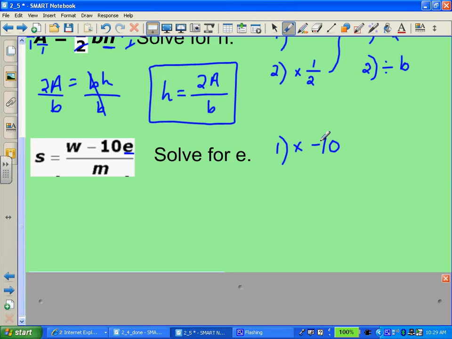And again, like we've been talking about for the last couple of days, the reason I put a negative 10 is because the sign in front always goes with the number after it. So that negative sign doesn't go with the W. It goes with the 10. Okay? So that's times negative 10.